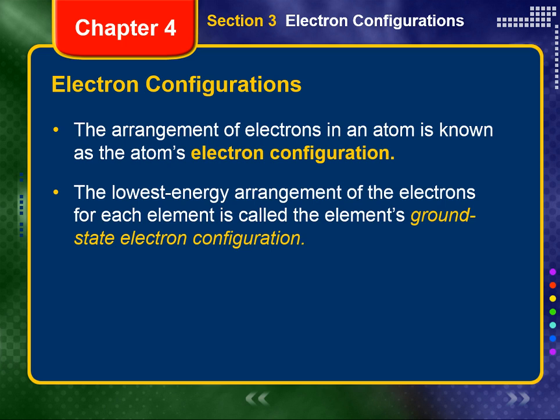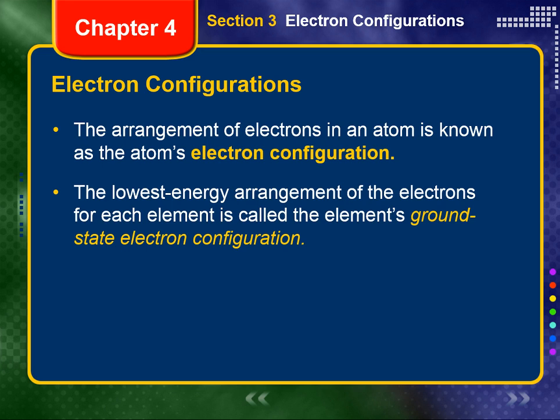The quantum model of the atom improves on the Bohr model because it describes the arrangements of electrons in atoms other than hydrogen. The arrangement of electrons in an atom is known as the atom's electron configuration. Because the atoms of different elements have different numbers of electrons, a distinct electron configuration exists for the atoms of each element. Like all systems in nature, electrons in atoms tend to assume arrangements that have the lowest possible energies.